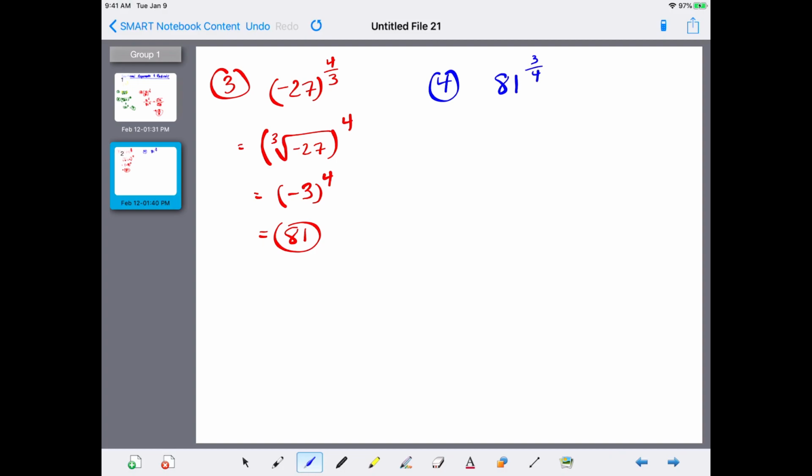And finally, let's look at 81 raised to the exponent of 3 over 4. We can follow the exact same procedure. We write our root. The denominator of 4 goes in the index, and then our base goes in the radicand, and then we can raise the whole thing to the exponent of 3. We know that the fourth root of 81 is equal to 3. So we replace what's inside our brackets with 3, and then we raise that to the exponent of 3. So 3 cubed is equal to 27.